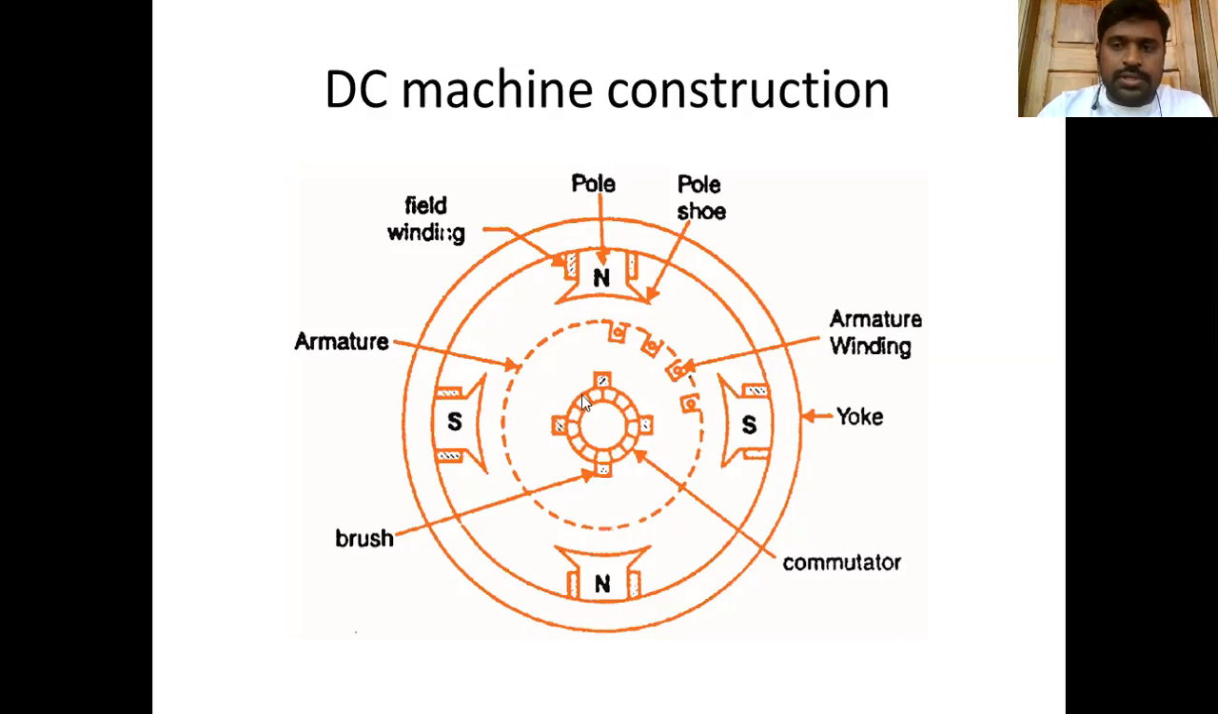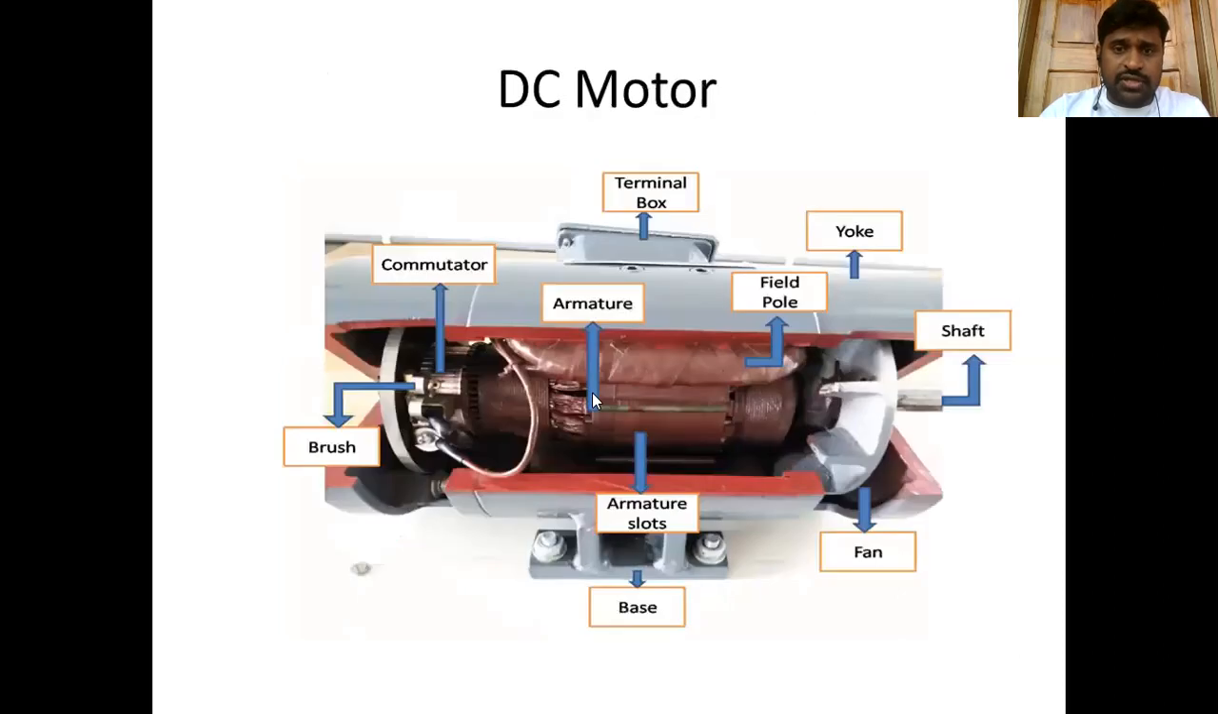Now in our laboratory, we have cut sections of a DC machine. So this is the cut section of a DC machine. This one we will demonstrate to our students. So this is the yoke. The outer periphery, the outside part, is the yoke, and these are the field poles. This is the field pole. On the field pole, we have the field pole winding. This is the winding of the field pole.